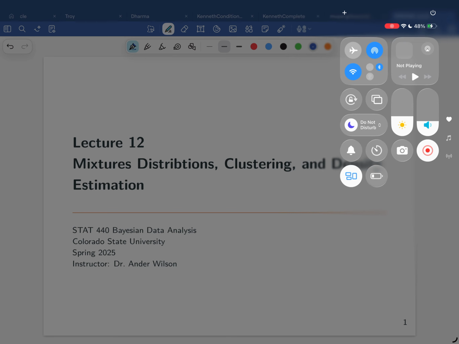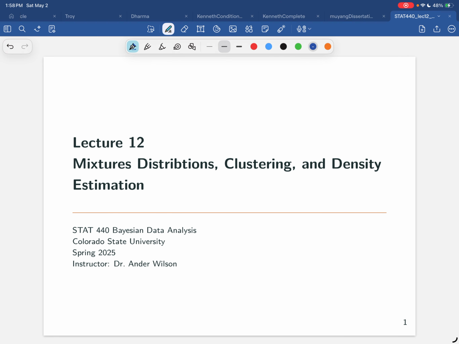Okay, this is the first of several recordings that are going to cover Bayesian mixture distributions. We will begin by talking about mixture distributions in general. We will then talk about how we use mixture distributions to perform flexible density estimation. And then we will also talk about clustering.